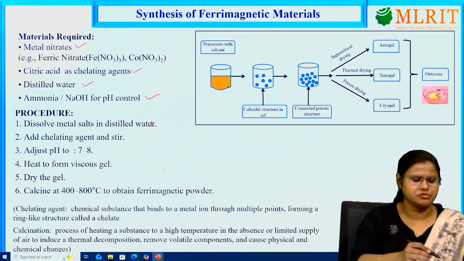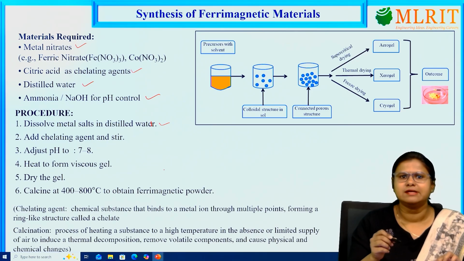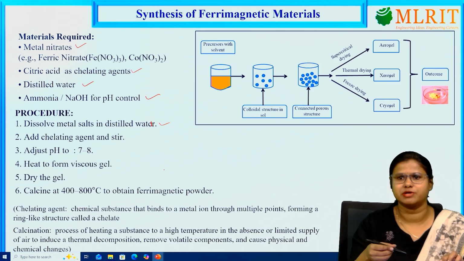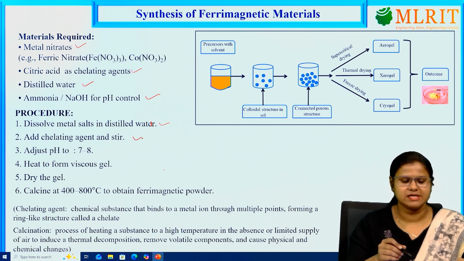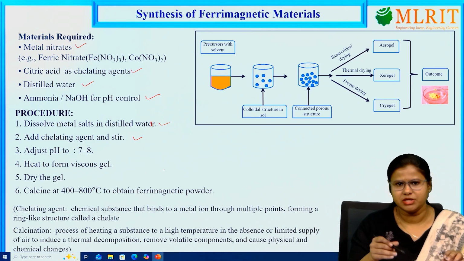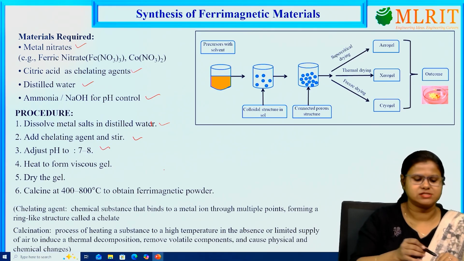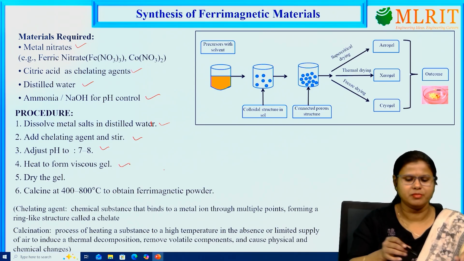The procedure is, first we dissolve the metal salt in distilled water. So we are preparing the solution first, adding whatever metal salt we need to the distilled water. Then we add the chelating agent and stir, mostly using magnetic stirrers. Then we adjust the pH to 7 to 8. Then we heat it to form a viscous gel.